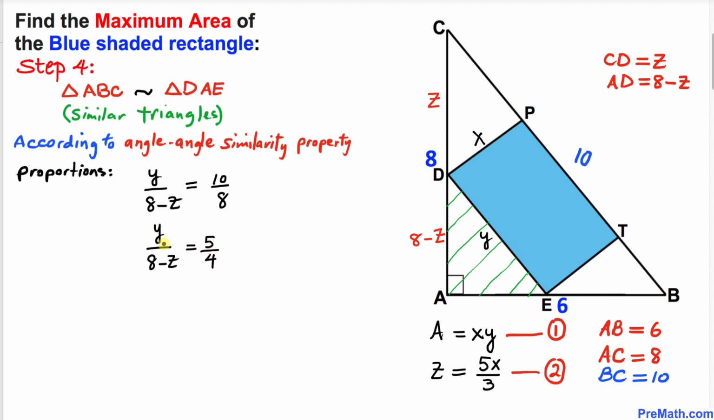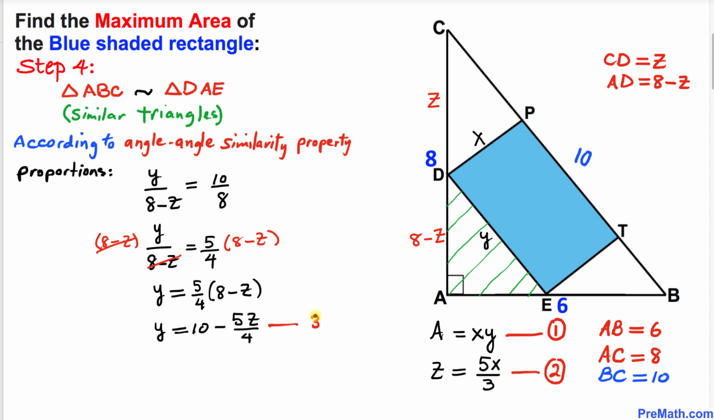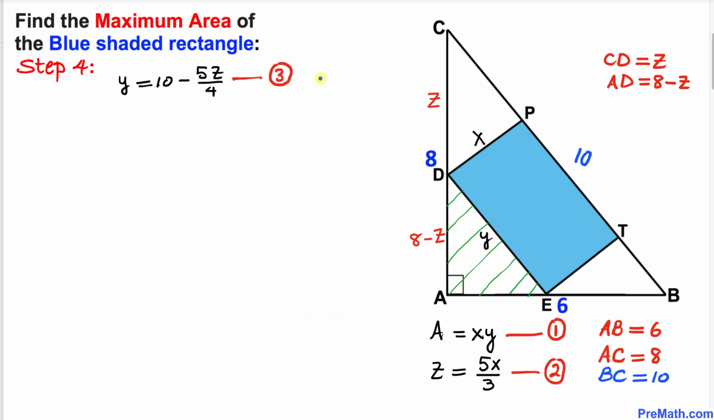Let's go ahead and isolate y by multiplying by 8 minus z on this side and 8 minus z on this side as well. This is gone. Let's distribute this one. So y could be written as 5 over 4 times 8, which is going to give us 10 minus 5z over 4. Let me call this equation number 3. And here I have put down this equation 3, y equals 10 minus 5z over 4.